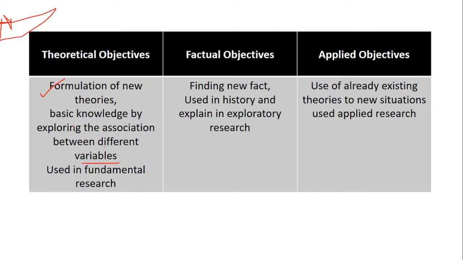And talking about applied objectives, it is the use of already existing theories in new situations, in the form of applied research. So please remember, applied means application. Factual means it talks about facts, figures, numbers, and theoretical means it talks about concepts. So this way also you can keep the objectives in mind. Theoretical is concepts; factual is numbers; applied means on the basis of application.